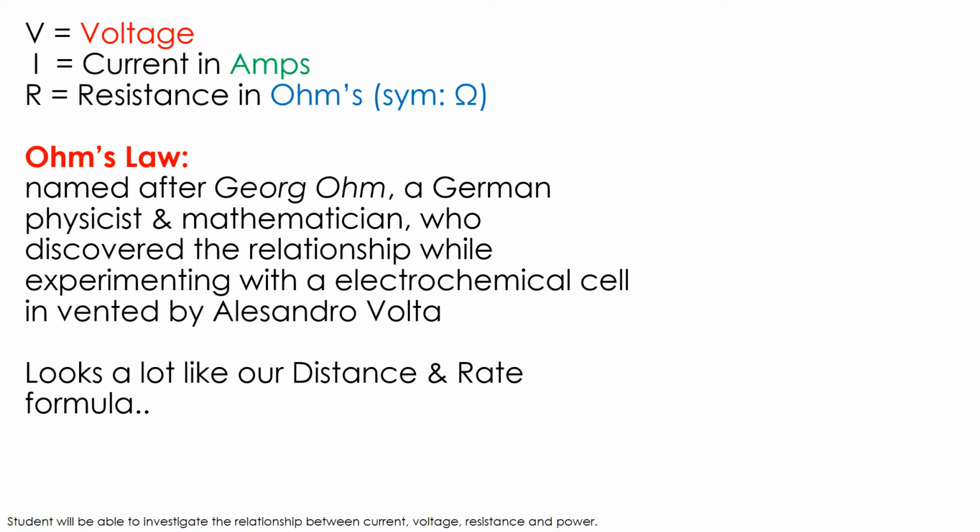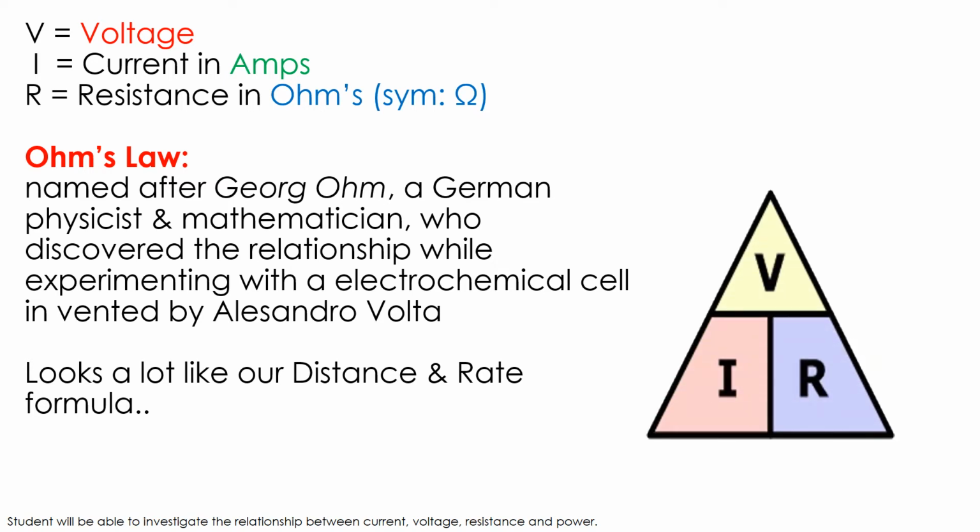Now that came from a gentleman named George Ohm, a German scientist, okay? And he found this relationship between the current and the voltage and the resistance. He actually did it while he was doing a demo in class. And the volt was named after Alessandro Volta, where we get the term volt. But here's the formula, and if you notice, it looks a lot like our distance equals rate times time.